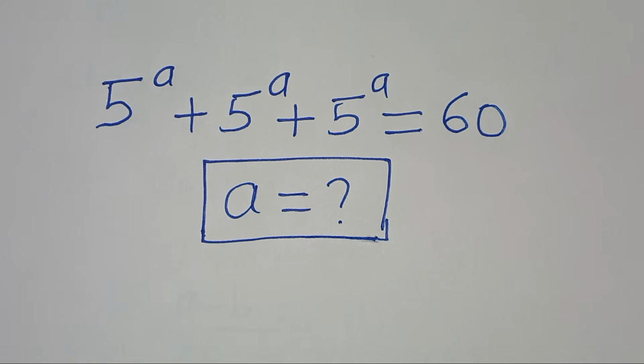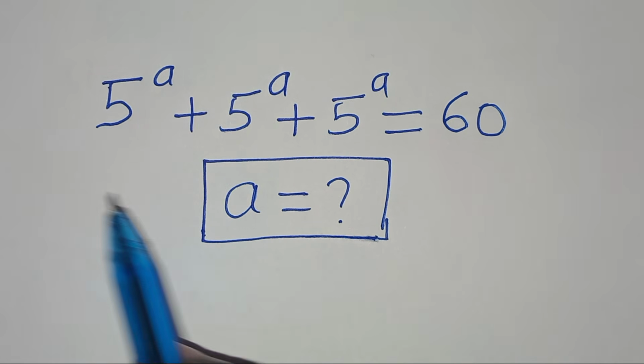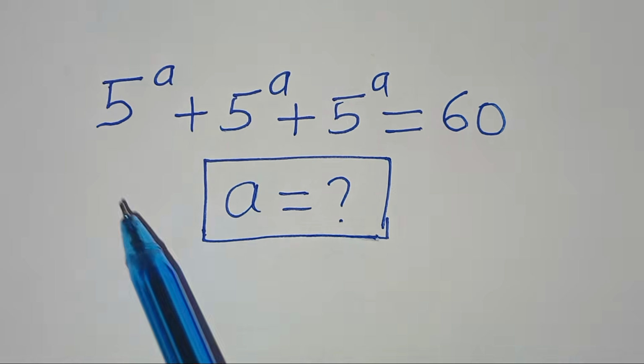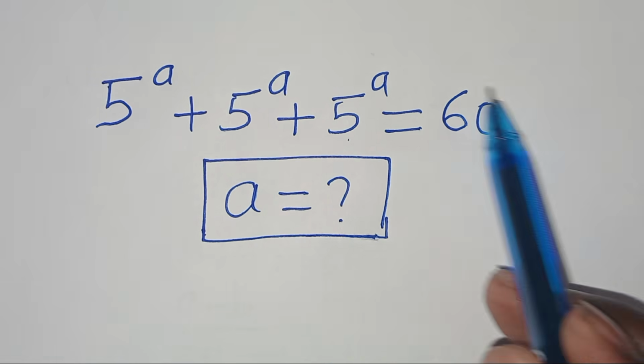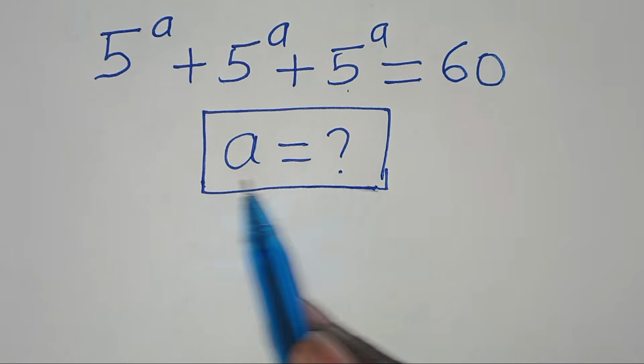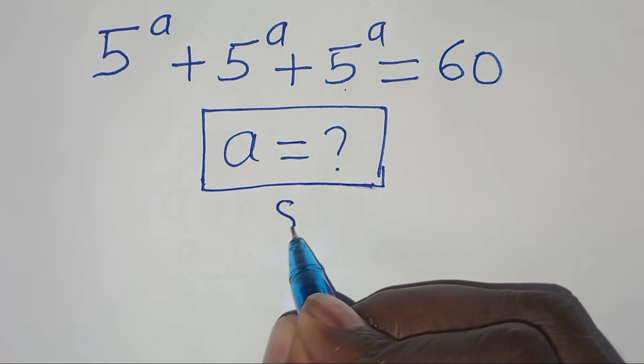Hello everyone, you're welcome to solve this nice exponential problem, which is 5 to the power of a plus 5 to the power of a plus 5 to the power of a. This is equal to 60. So what is the value of a? Now let's provide a solution from here.